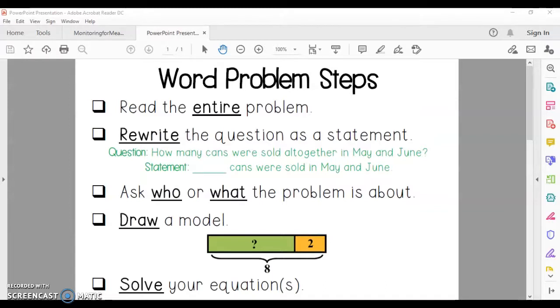Step 1 is read the entire problem first. Step 2 is rewrite the question as a statement. So we're going to identify what the question is, what they are asking us to do, and then rewrite it as a statement so we're ready to answer the question. Then you're going to ask who or what the problem is about. Step 4 is draw a model. And finally, we're going to solve our equation.